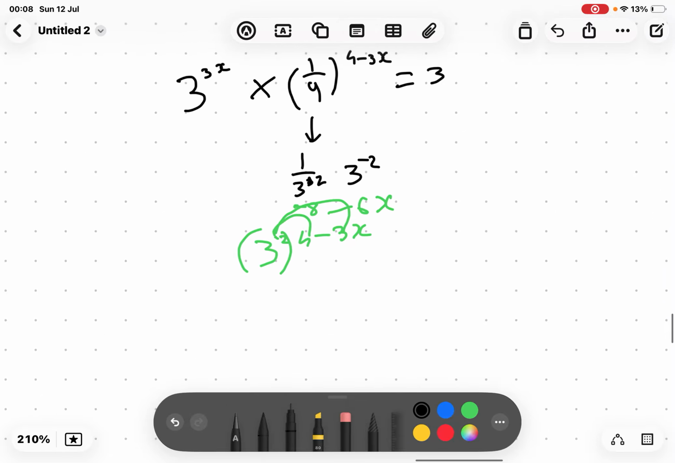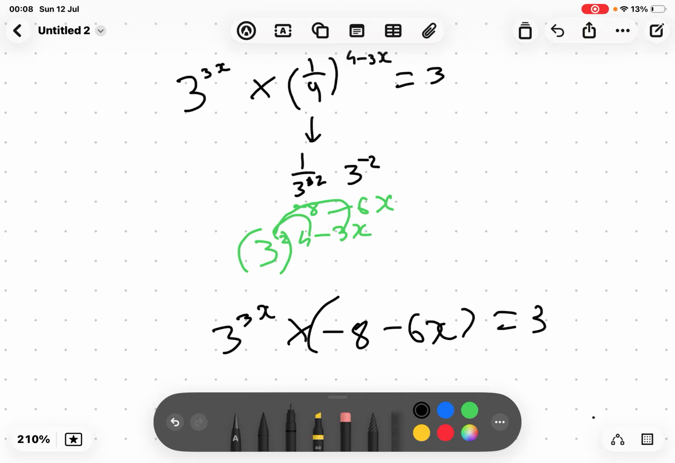is 3x times minus 8, that's 8x, and minus 6x equals 3.